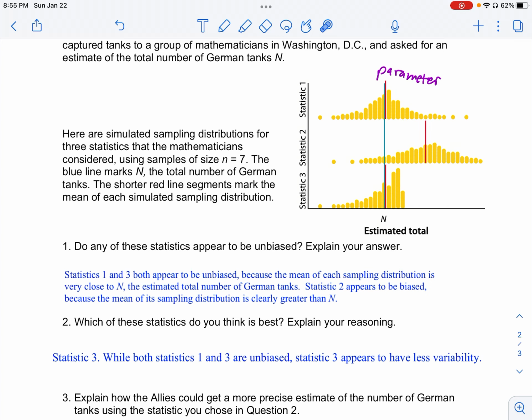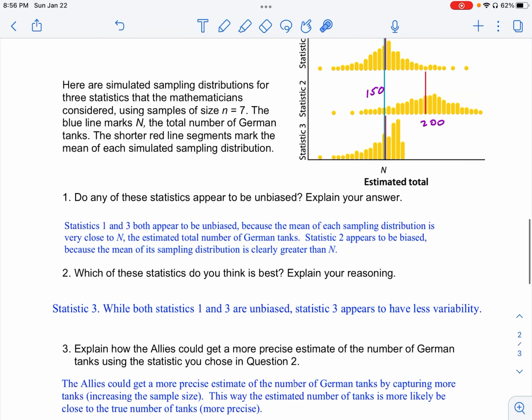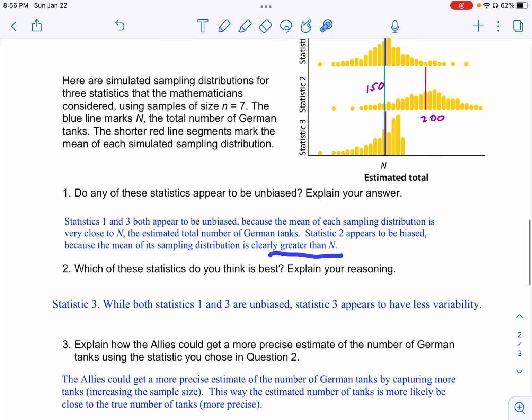Question number 1 is: do any of these statistics appear to be unbiased? Well, a statistic is unbiased if it accurately reflects the parameter. So that happened right here and right here, where the blue line and the red line are right on top of each other. So both 1 and 3 appear to be unbiased because the mean of the sampling distribution is very, very close to the blue line, which is N, the number of German tanks. Statistic 2 appears to be biased because it is overestimating the number of tanks. So maybe, let's say this was 200, but in reality there's only 150 or something like that. It's clearly greater than what it's supposed to be.